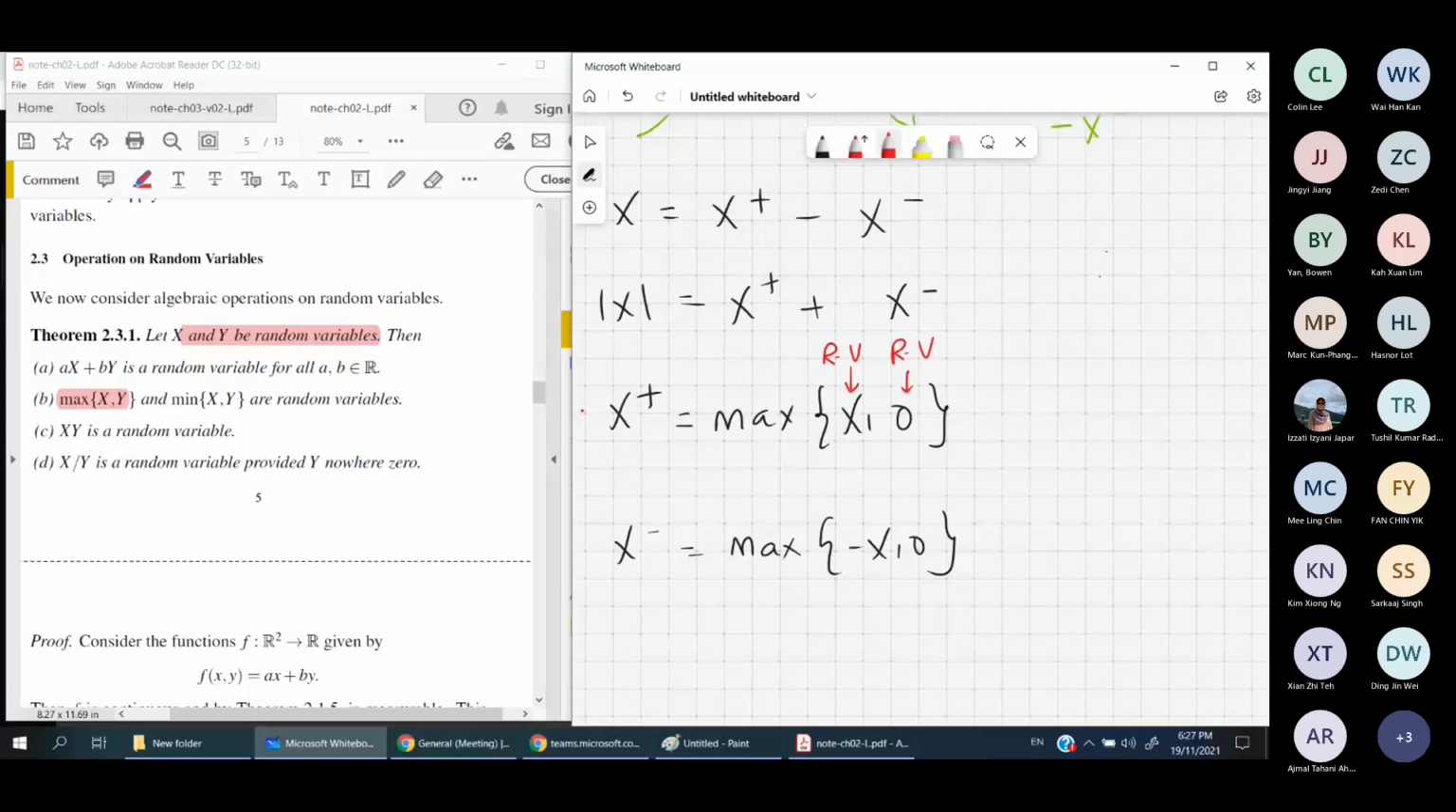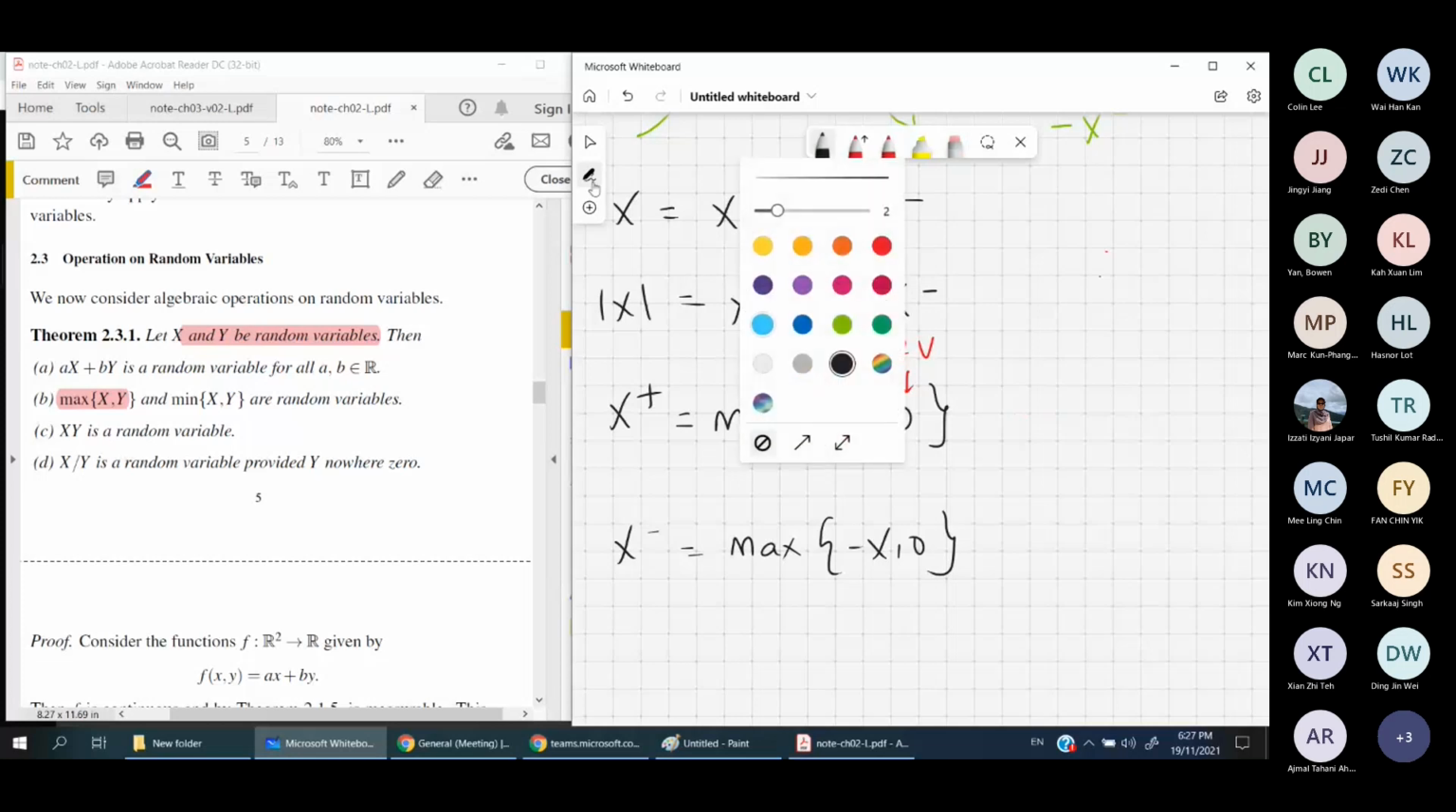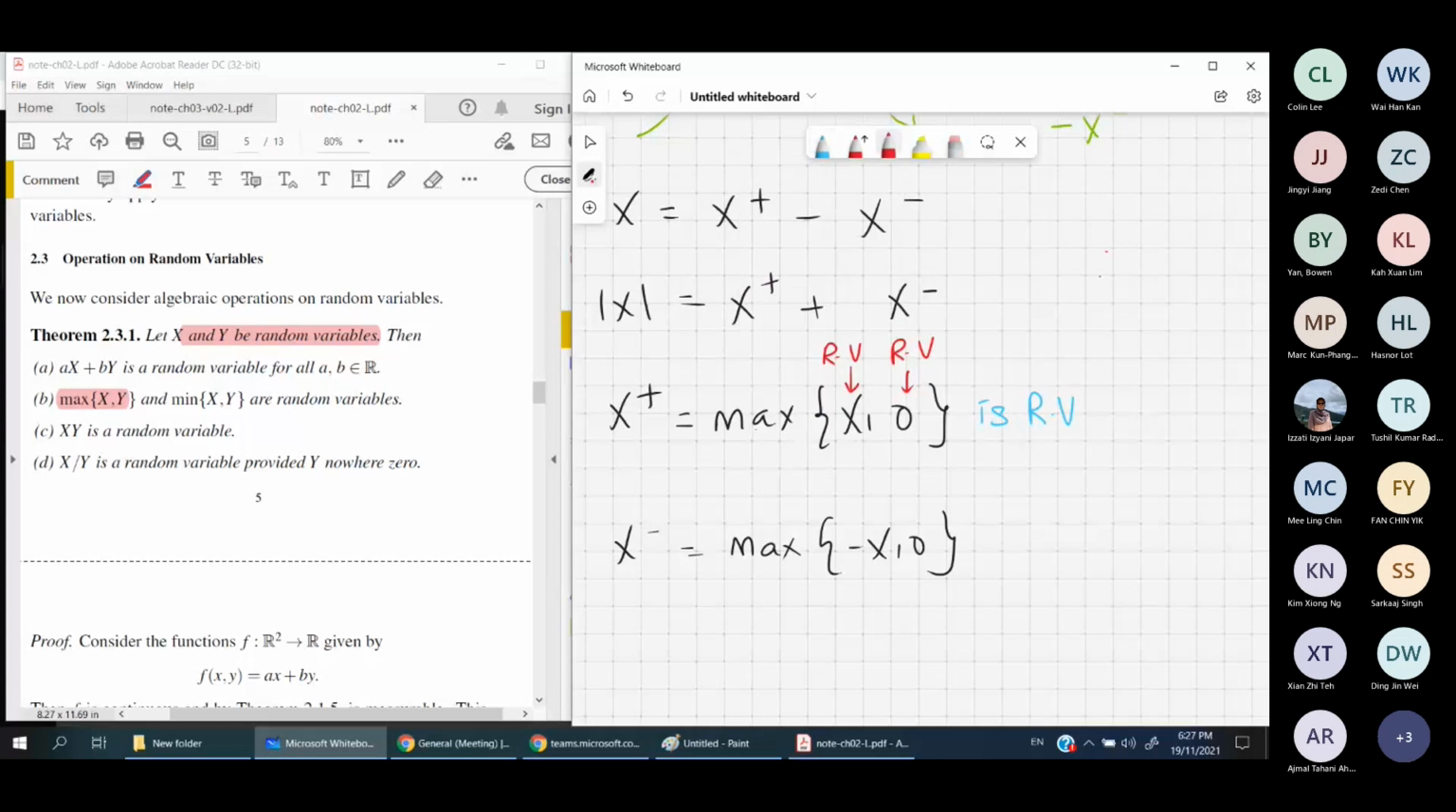So if we look at here, then we can see x plus is a max of this. So this one is also a random variable. So this is directly by our theorems here. So this is by theorem.